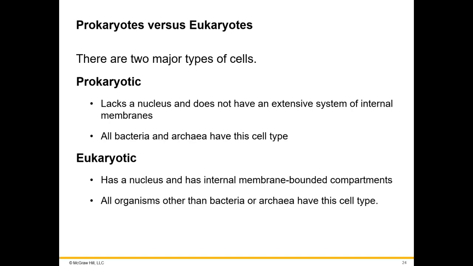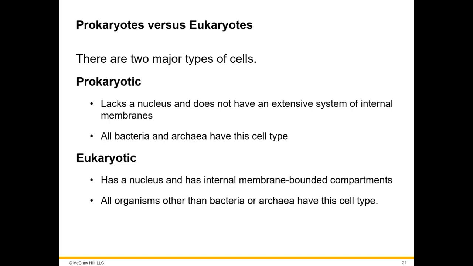When we look at cell types, there are really two major cell types. So if we zoom out to all the different cells in the world, we've got our prokaryotic cells and our eukaryotic cells. Prokaryotic cells are going to be those that lack a nucleus and do not have an extensive system of internal membranes. We know that all bacteria and archaea have this cell type. But everything else falls under the eukaryotic cell type. These cells do have a nucleus, which is where we store our genetic information.